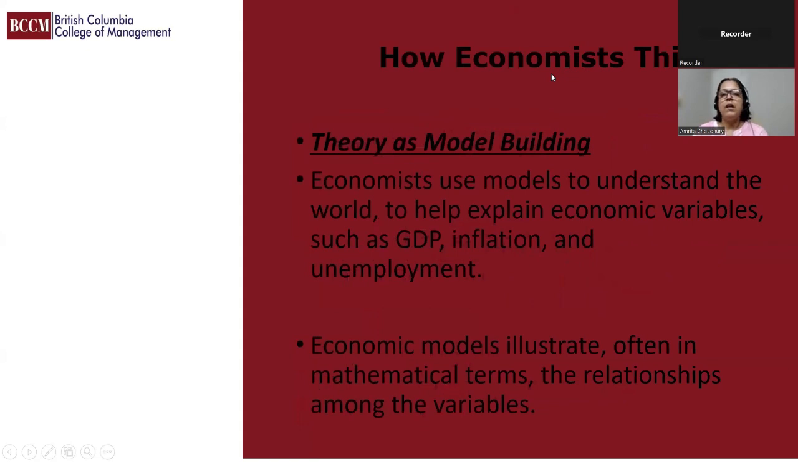Now, how do economists carry out their analysis? What do they do basically to analyze? The first step is that they build a model based on economic theory. Economists use models to understand the real world, to understand the relationship between the different economic variables, like we said, GDP, inflation, and unemployment. So economic models illustrate the mathematical relationships among the different economic variables.